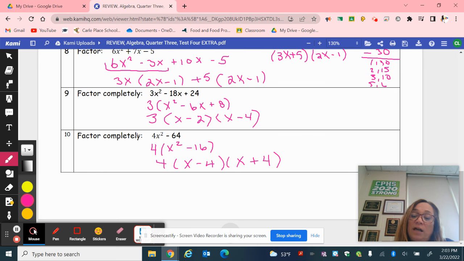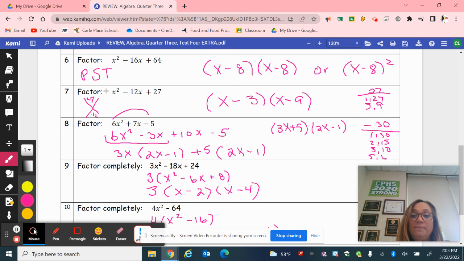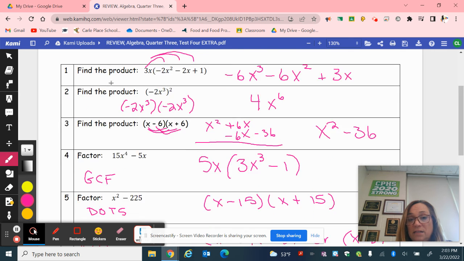Also, all of these are checkable on the calculator. You can use the graphing calculator to look for equal graphs, equal tables, or just use math test for the equal sign and look for number 1. Okay? This is the test on factoring.